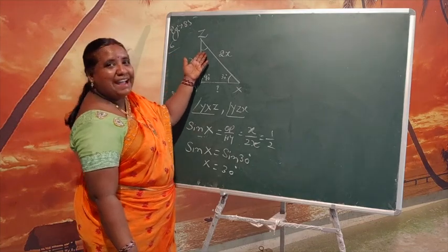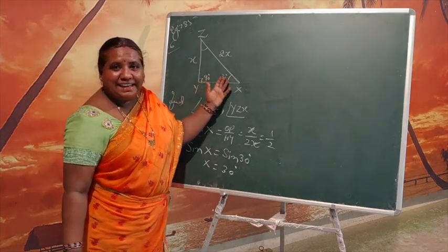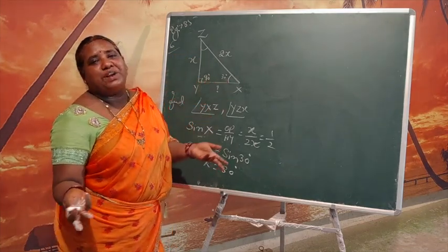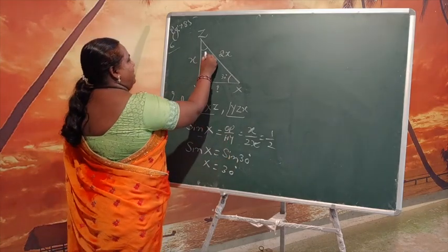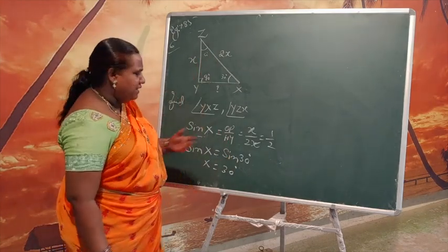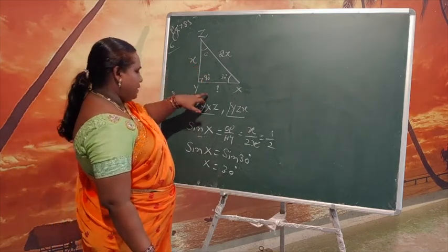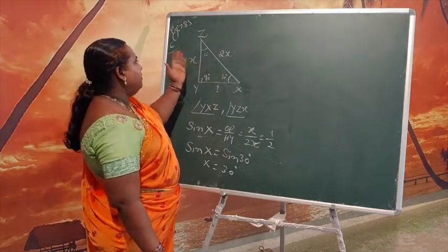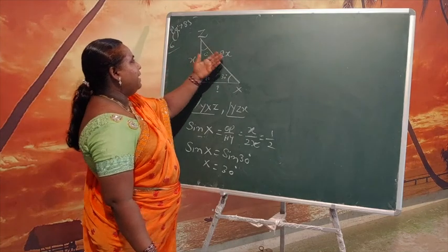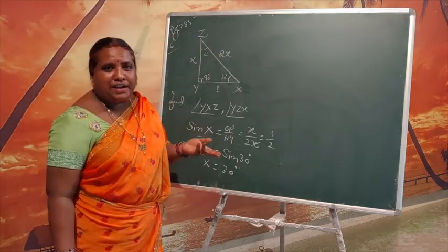Then what about angle Z? 90 plus 30 is 120. So 180 minus 120 is 60. In this way, we say that angle Z is 60 degrees, or we can apply the cos ratio. Then what is the cos value? Suppose angle X is 30. If you apply YZ by hypotenuse, adjacent by hypotenuse, you will get it also.